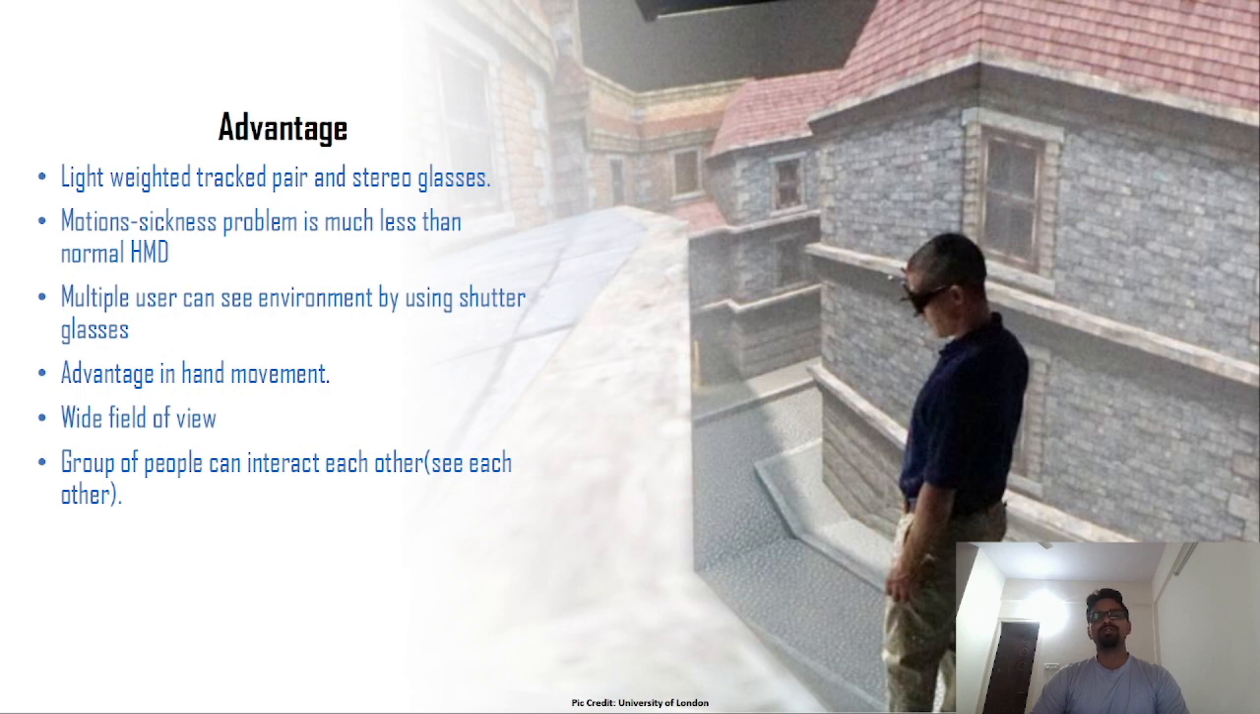What are the advantages? The advantages of cave are lightweight tracked pair and stereo glasses. The motion sickness problem is much less than with the normal HMDs. Multiple users can see the environment by using certain glasses. Advantages in hand movement, wide field of view. A group of people can interact with each other, see each other, and talk to each other.